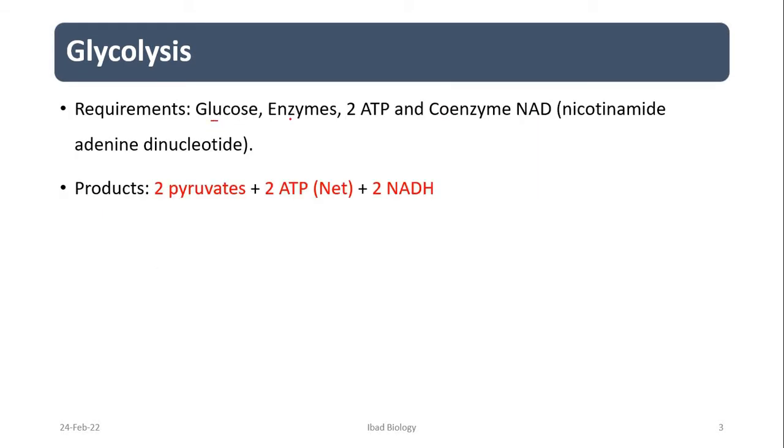Glycolysis needs a glucose molecule, different enzymes, energy in the form of ATP molecules, and coenzymes, that is nicotinamide adenine dinucleotide in oxidized form. The end products of glycolysis are 2 pyruvates, 4 ATP molecules in total, of which 2 ATP molecules are the net gain of glycolysis, and 2 coenzymes in the reduced form, that is NADH.